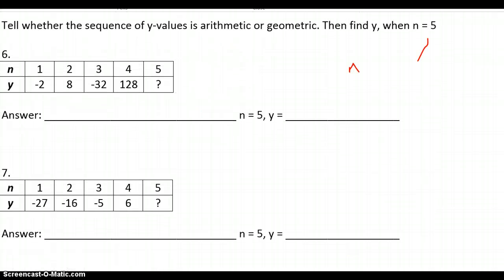Number 6, I need to tell whether the sequence of y values is arithmetic or geometric. Remember, with arithmetic, we add or subtract. In geometric, we multiply. Okay, then find y when n is equal to 5.